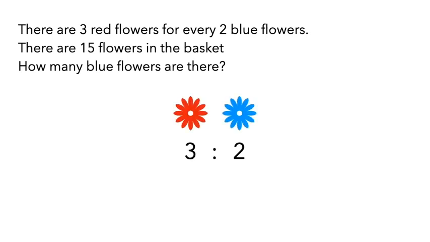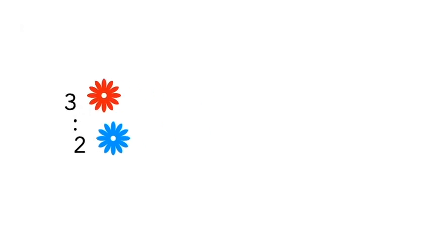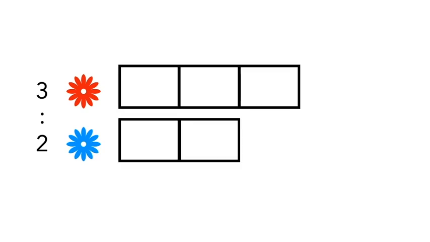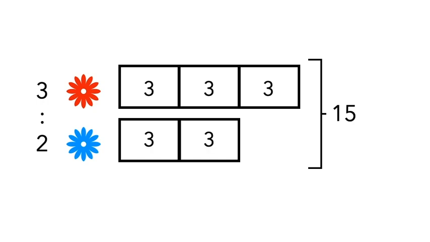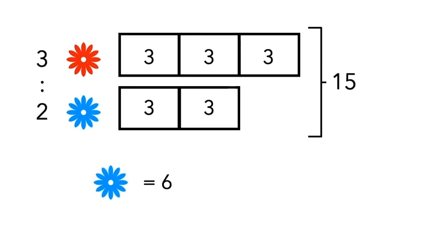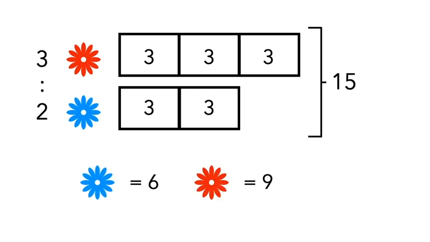So our ratio is 3 red flowers for every 2 blue flowers. So we can write this as 3 to 2. Now, if we draw the bars for this, we get 3 bars for red and 2 bars for blue. And the other piece of information that we have is that all of the bars together, so the whole basket, has 15 flowers in it. And they need to be sort of shared out into this 3 to 2 ratio. Now we have 5 bars overall in our ratio, and they're all the same size. And if they add up to 15, we can do 15 divided by 5. Each of them is going to be worth 3 flowers. So we can clearly see that there's going to be 6 blue flowers and 9 red flowers.